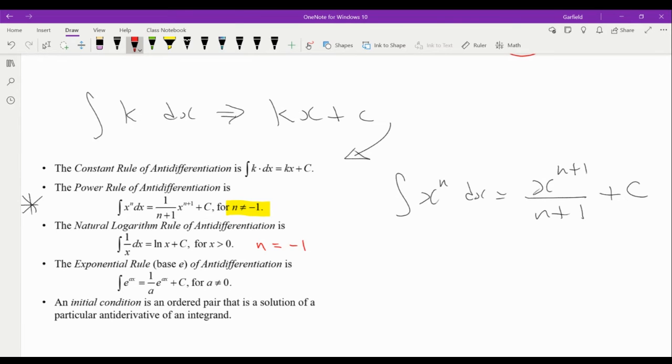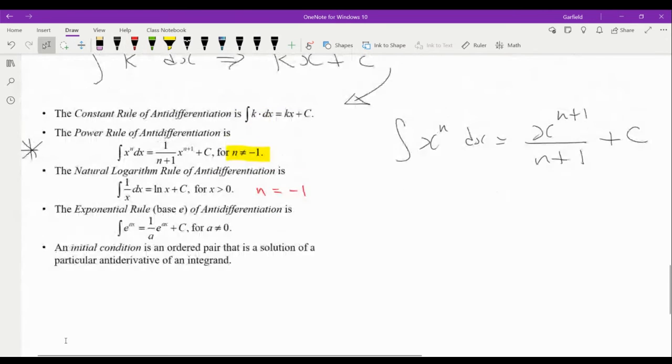All right, let's look at a few examples from this. We won't do too many from your homework. 4.1, this is actually number 1. 14 questions in the homework. Number 1 says find the integral of 7 dx.